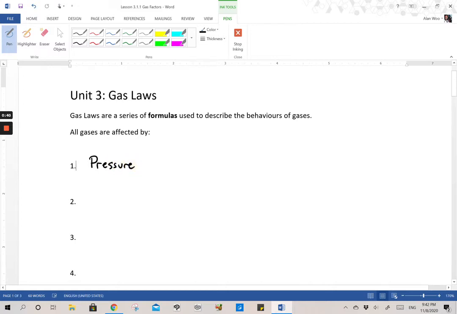We've talked about pressure in the past, and we described it as a pushing force. So in this case, since gases are made of molecules, they also exert pressure. Another factor that affects the behavior of gases is the volume of a gas. Now, the volume here isn't necessarily the amount of gas that's present, but how much space it actually takes up.